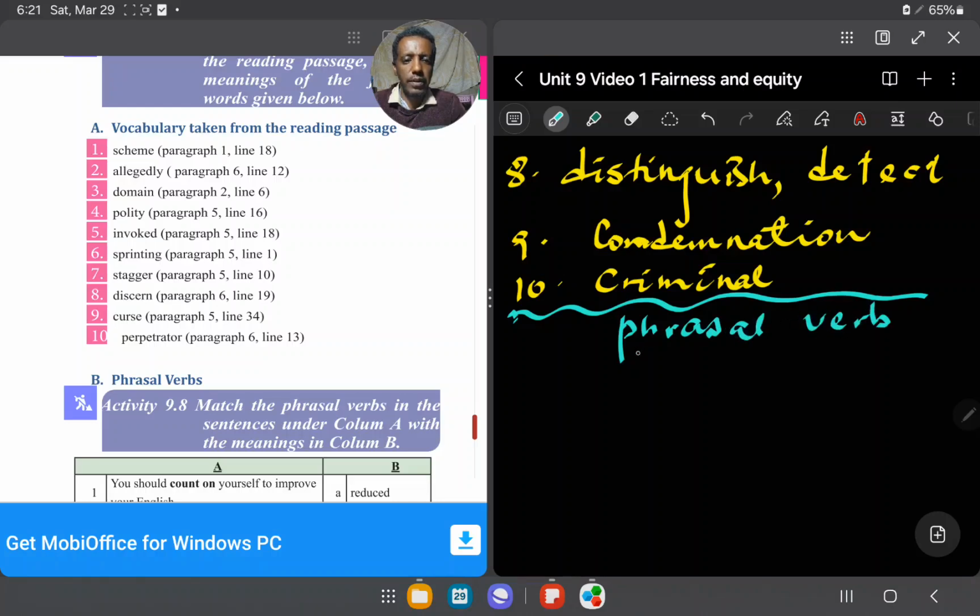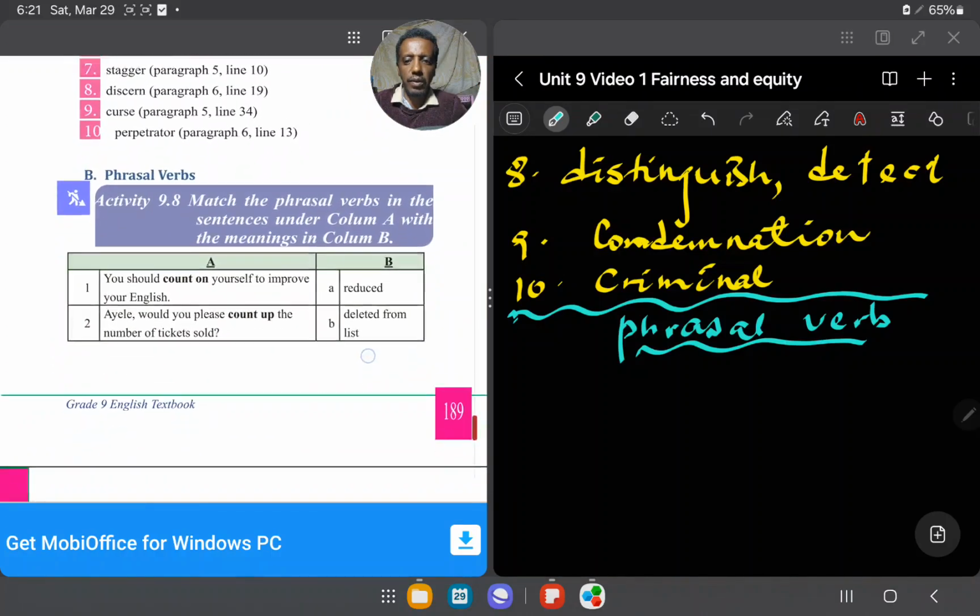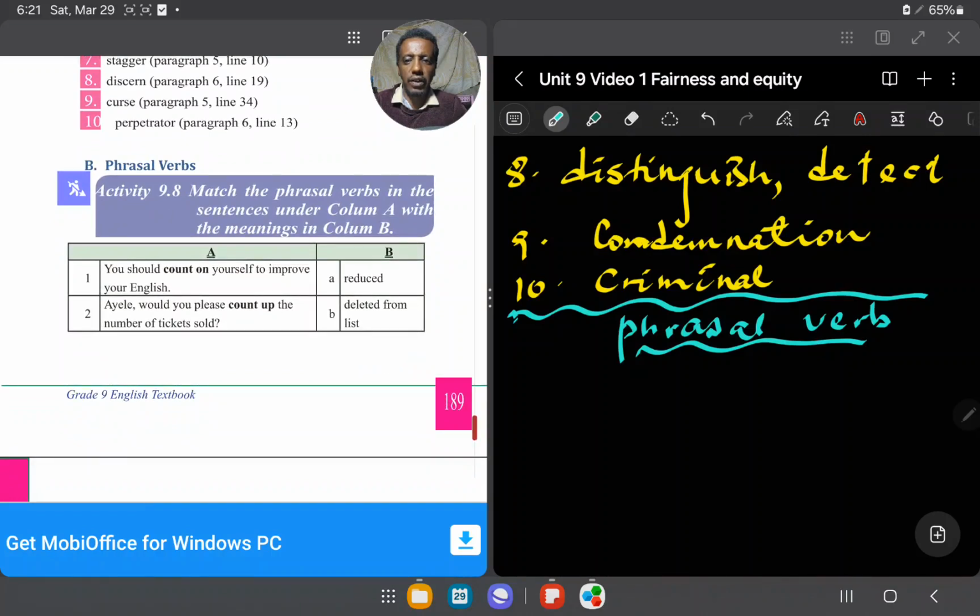What is a phrasal verb? I think you almost know this one. We touch on phrasal verbs in each unit. Next, look at the matching activity 9.8. Match the phrasal verbs in the sentences under column A with the meaning in column B.